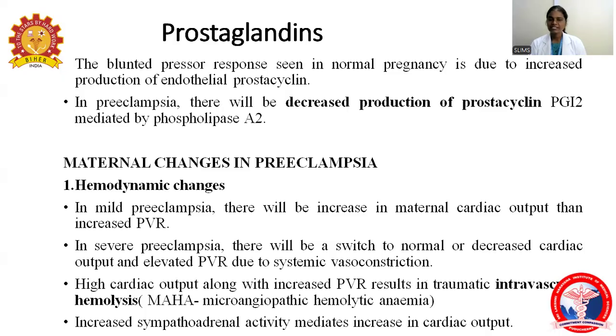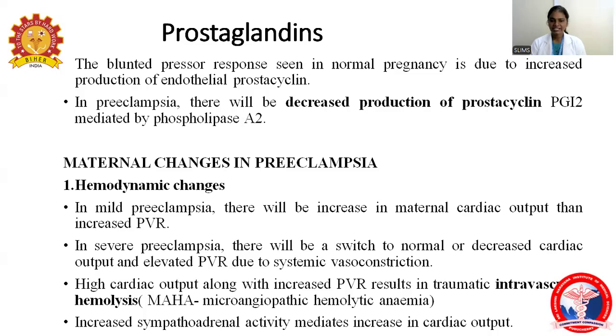The following are the maternal changes we will be seeing in preeclampsia. The first is hemodynamic changes. In mild preeclampsia, there will be an increase in the maternal cardiac output, then increased peripheral resistance. In severe preeclampsia, there will be a switch to normal or decreased cardiac output, with elevated peripheral resistance due to systemic vasoconstriction. There will be high cardiac output along with increased peripheral resistance, resulting in traumatic intravascular hemolysis. That is, microangiopathic hemolytic anemia will be formed.